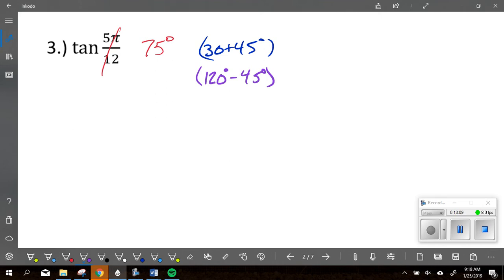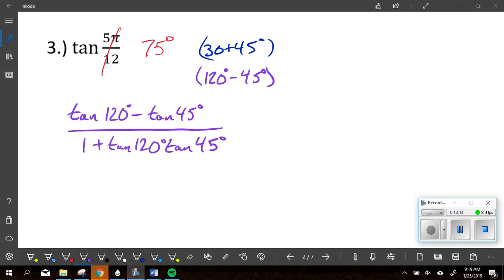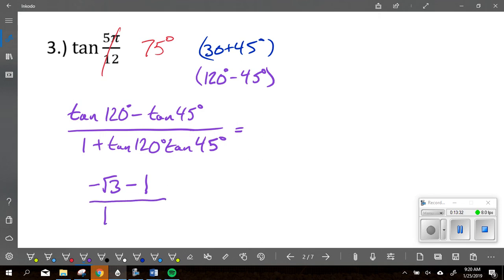So tangent of those two numbers. Use your tangent formula of subtraction. Plug them in. Start to work. So we plugged into our sum and difference identity. It was tangent of subtraction. So there's our formula with numbers plugged in. Tangent of 120 degrees. That would get me negative radical 3, minus tangent of 45 is 1, all over 1. Tangent of 120, again, is negative radical 3, times tangent of 45 is 1. So this is minus radical 3.